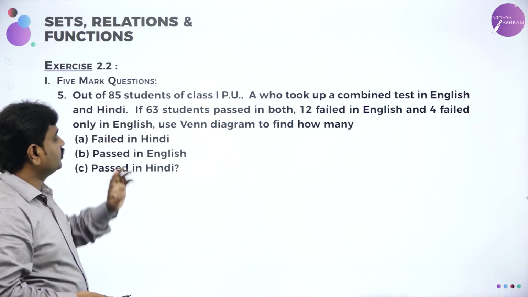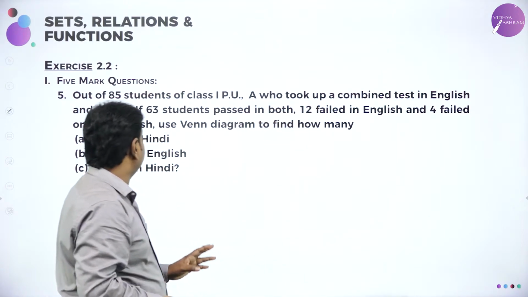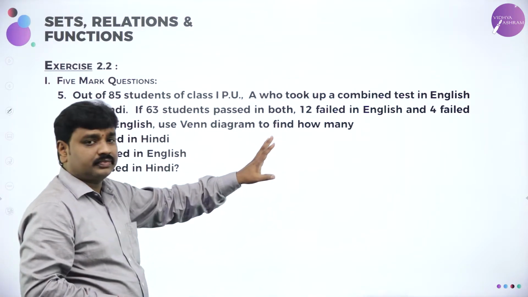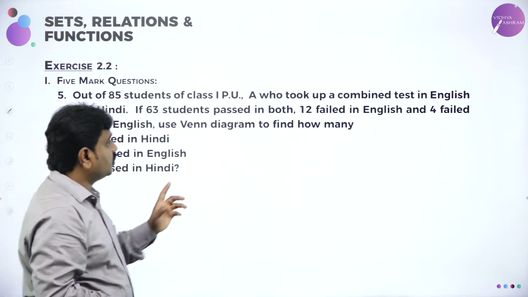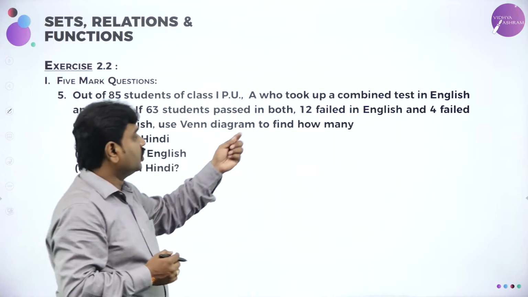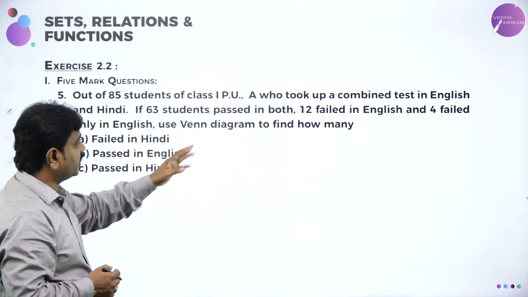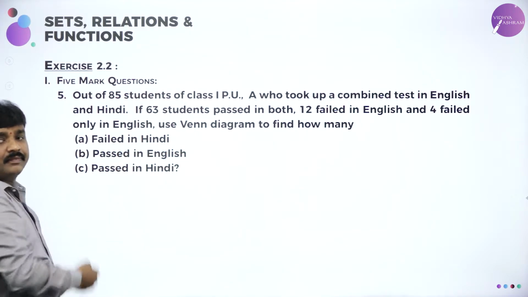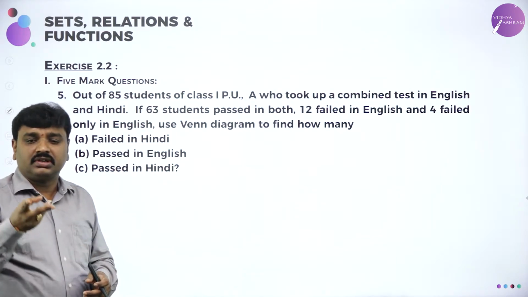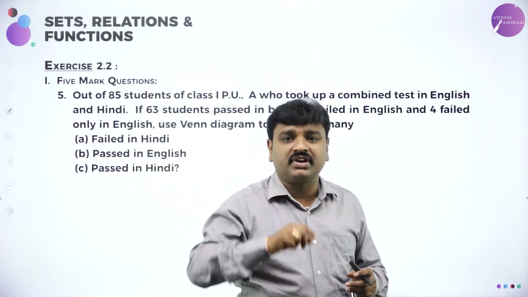out of 85 students of first PU who took up a combined test in English and Hindi, 53 students passed in both, 63 passed in both, 12 failed in English. So first I will write what is the given data and then we will conclude. 12 failed in English, 4 failed in English only. Use a Venn diagram and find how many failed in Hindi, how many passed in English, how many passed in Hindi. See, two cases are there, passed and failed. So when they give two different cases, passed and failed, you will get confused.